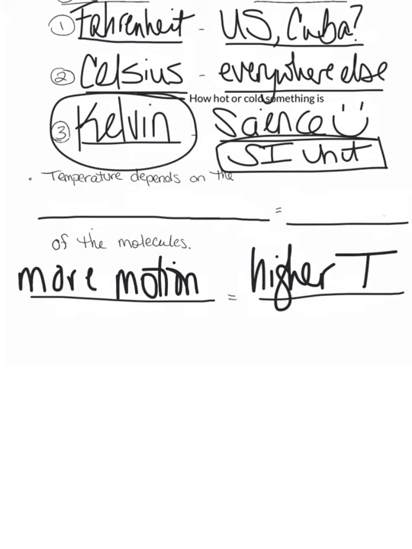Let's introduce an important physics word, and that is the average kinetic energy of the molecules. Kinetic energy is an energy of motion. We'll get back to that over and over in this course. But the temperature depends on the average kinetic energy of the molecules. And again, the more motion, the more kinetic energy, the higher the temperature.